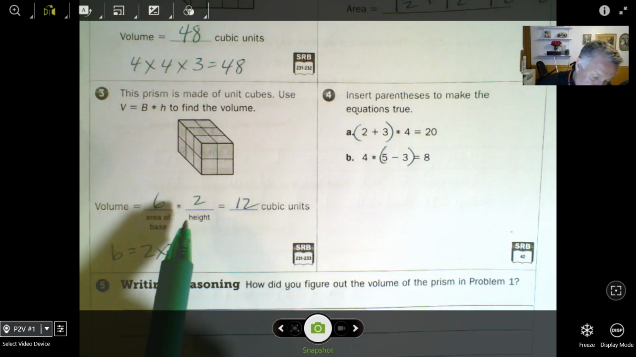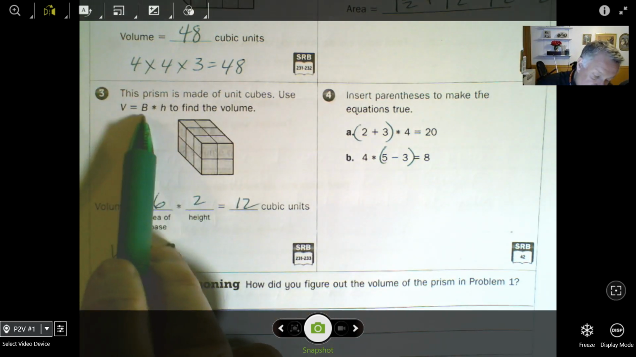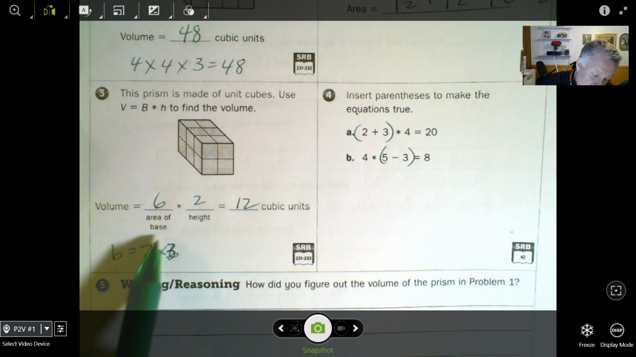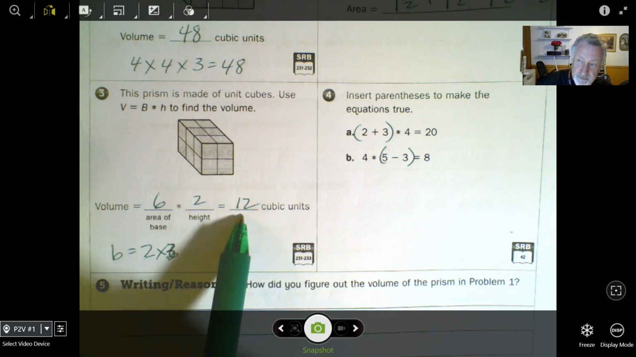Okay, number 3, a prism is made of unit cubes. Use volume equals base times height to find the volume. So the base is 2 by 3. So I know that the base is 6, the height is 2, 12 cubic units.